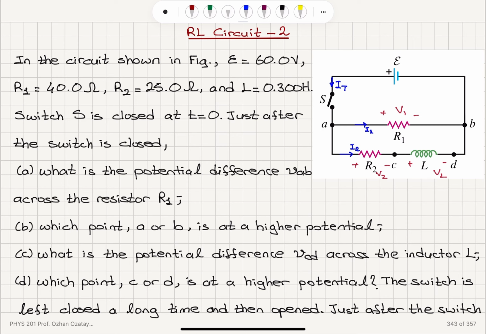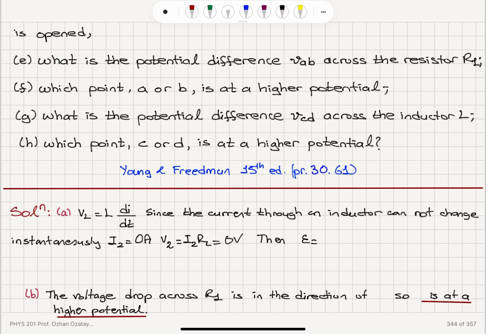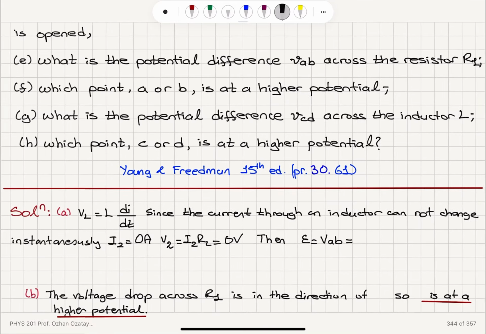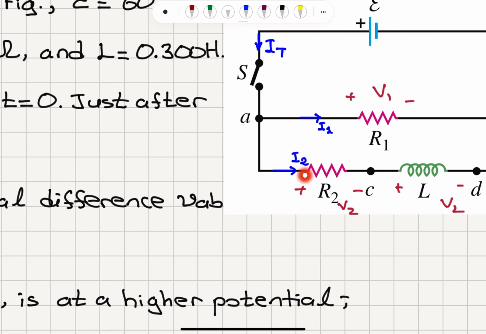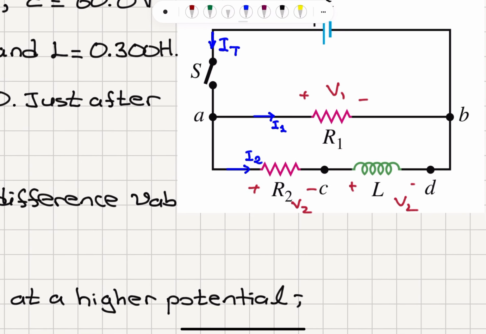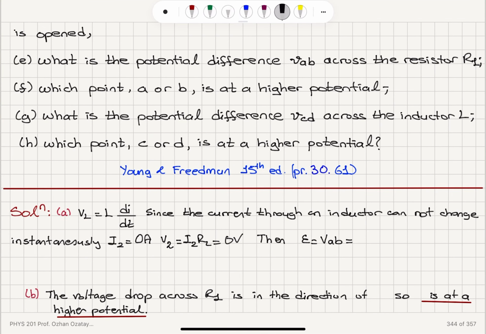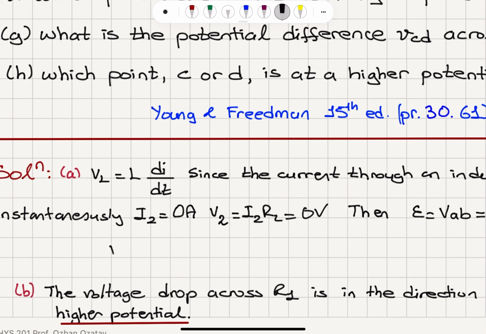So A is at a higher potential with respect to B, and V1 will be equal to VAB, which is epsilon. VAB is epsilon, which is also equal to VCD, because there is no voltage drop here. All right, so VAB will be equal to VCD. So the answer to part A, VAB, the voltage across resistor 1, will be equal to the supply voltage, which is 60 volts.